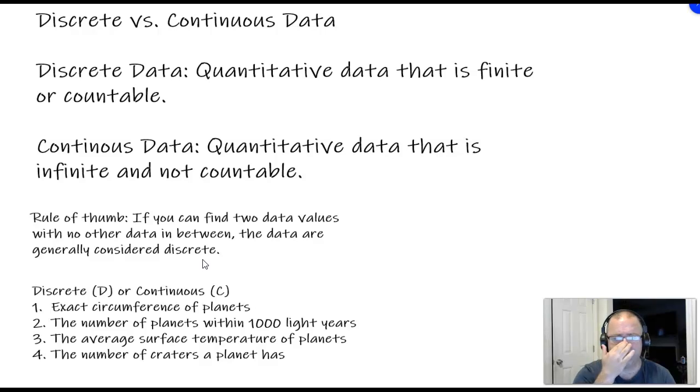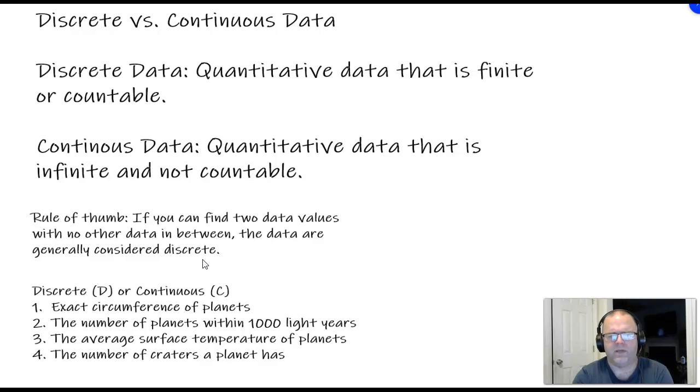So let me give you an example of that. Let's say we were talking about somebody's height. Height is continuous data. The reason is, let's say I took the two measurements, 4 foot and 5 foot. Can you find anything between that? You said, yeah. Well, how about 4 foot 5 inches? Okay, how about between 4 foot and 4 foot 5 inches? Can you find anything between it? Sure. How about 4 foot 1 inch?